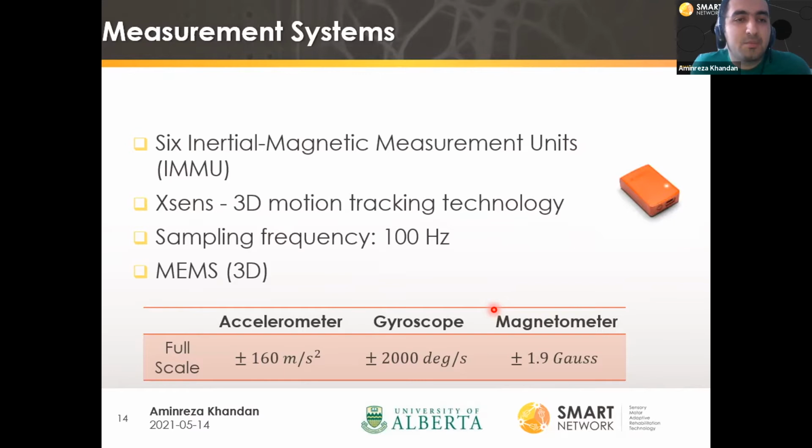These are our measurement systems. We placed 6 inertial magnetic measurement units, IMMUs, on different segments of the participants, as I told you before. We use Xsens 3D motion tracking technology. The sampling frequency was 100 Hertz, and these sensors use MEMS technology to give us accelerometer, gyroscope, and magnetometer data. You can see the full scale of these sensors in this table.